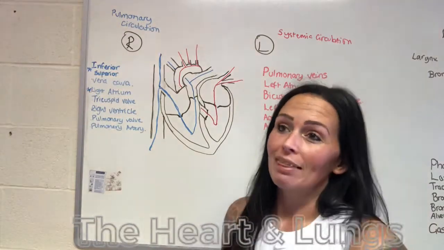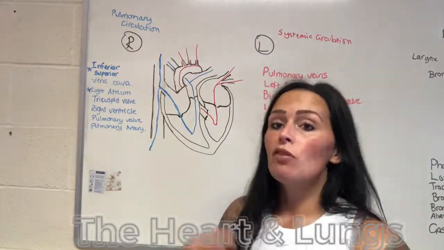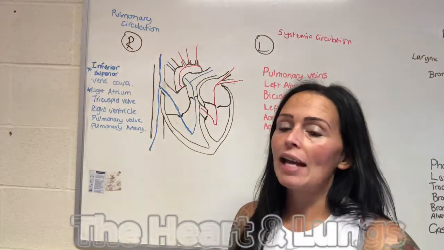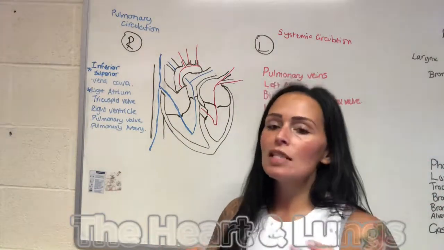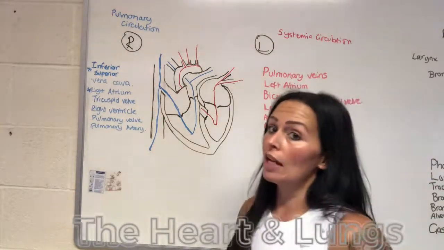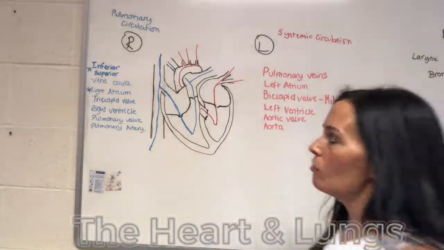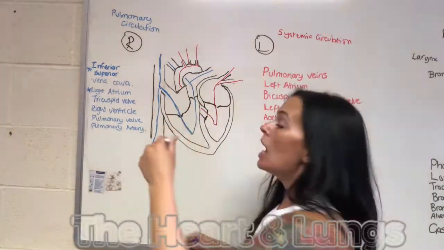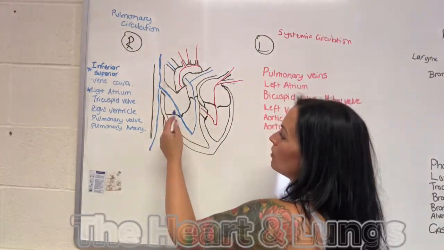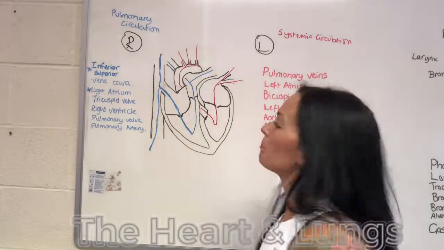Another way of remembering that is that A comes before V in the alphabet. A is right at the beginning and V is quite near the end. So it's quite easy to remember that A comes before V. That'll also help you to remember that the atrium's first, where the blood arrives into the entrance hall, and the ventricle is the main belly.